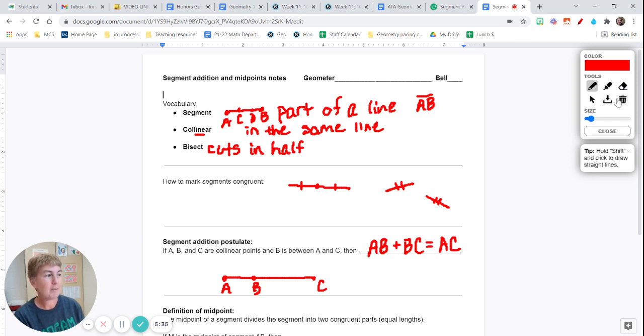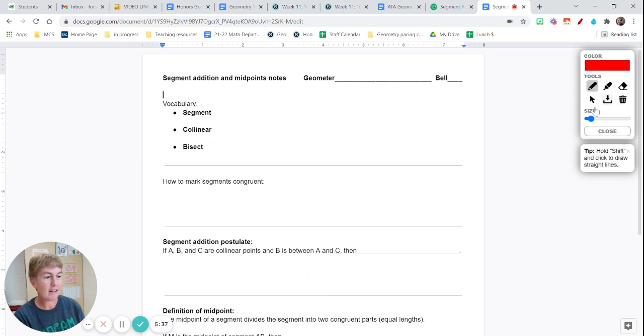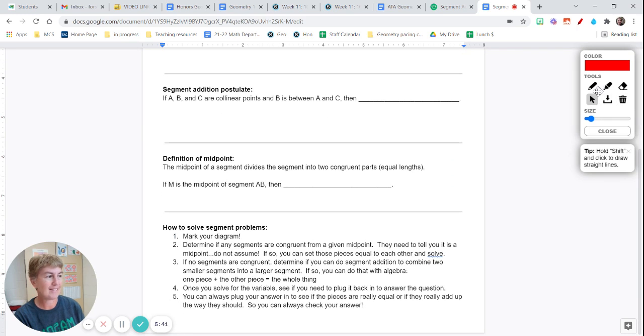Okay, I'm going to clear that and come on down to the rest then. Talk about this. Definition of midpoint. It says the midpoint of a segment divides the segment into two congruent parts, equal lengths. So if M is the midpoint, then, well, I'm going to do another picture here.